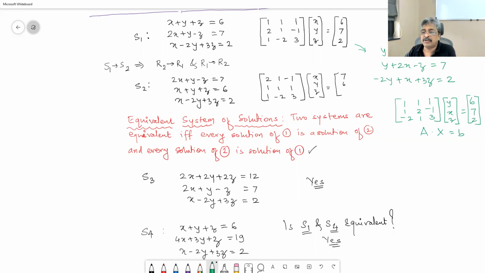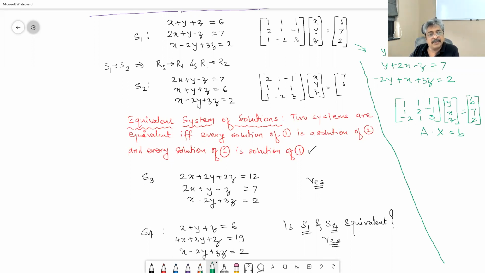So you are just flipping two columns. Column 2 becomes column 1, column 1 becomes column 2, and the system continues to remain the same. x will be x and y will be y. So the corresponding values of x, y, z, that means the solution set, will continue to remain the same. So whatever is true for rows is applicable for column transformations. However, we are not going to deal much with column transformations.